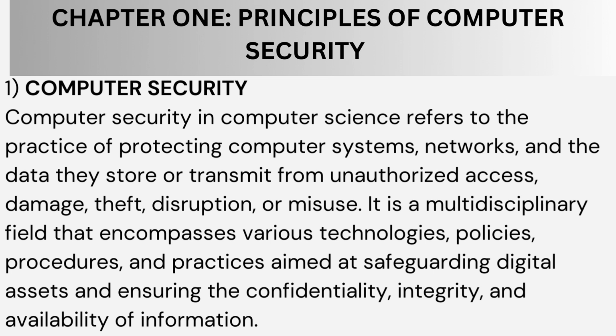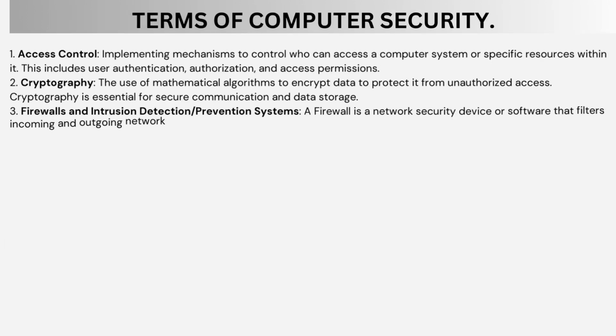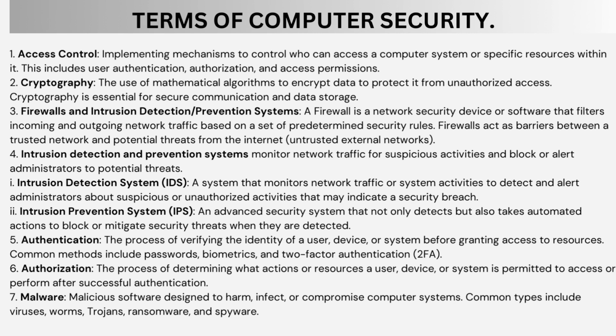We have a lot of terms that are used in computer security, and we're going to be tackling each and every one of them. We have access control. Here, it's implementing mechanisms to control who can access a computer system or specific resources within it. This includes user authentication, authorization, and access permissions. We go to cryptography. It is the use of mathematical algorithms to encrypt data to protect it from unauthorized access. Cryptography is essential for secure communication and data storage.